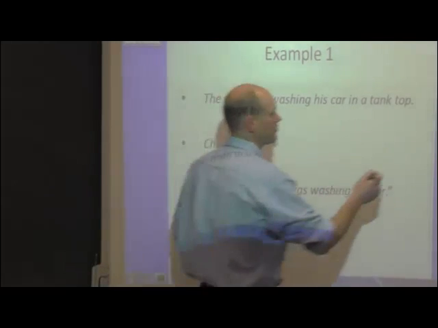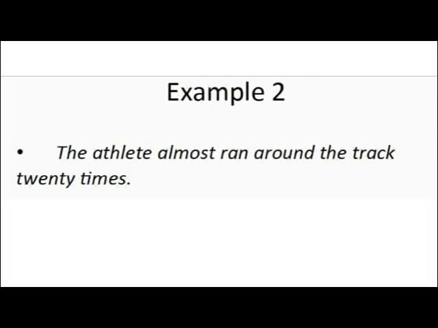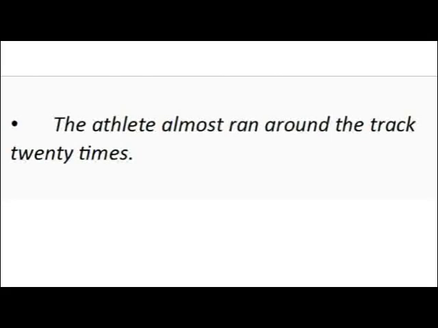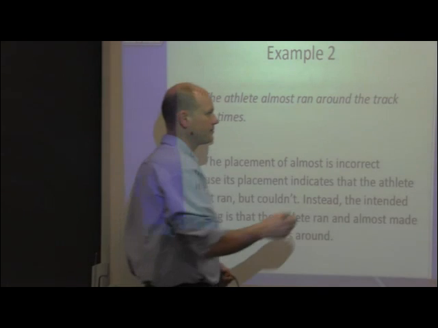Let's look at another example. The athlete almost ran around the track 20 times. By itself, that makes sense. But the placement of almost is incorrect here because its placement indicates that the athlete almost ran, which isn't true. Instead, the intended meaning is that the athlete ran and almost made it running 20 times around.